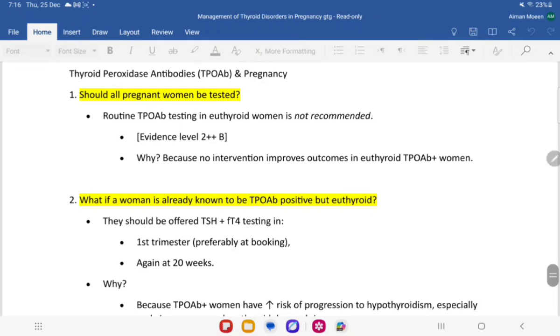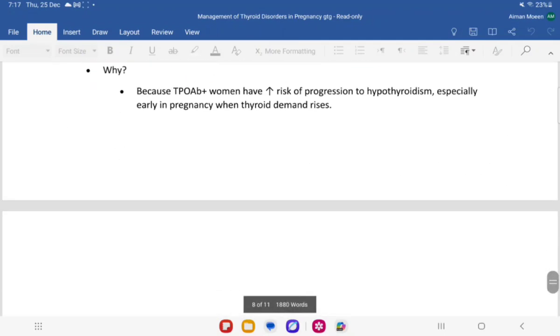So all pregnant women do not require testing. There is testing for the specified group that we discussed previously. Whenever there are positive thyroid peroxidase antibodies in a woman, she should have repeat testing at booking and at 20 weeks, because they are at risk of developing overt or subclinical hypothyroidism. Okay.